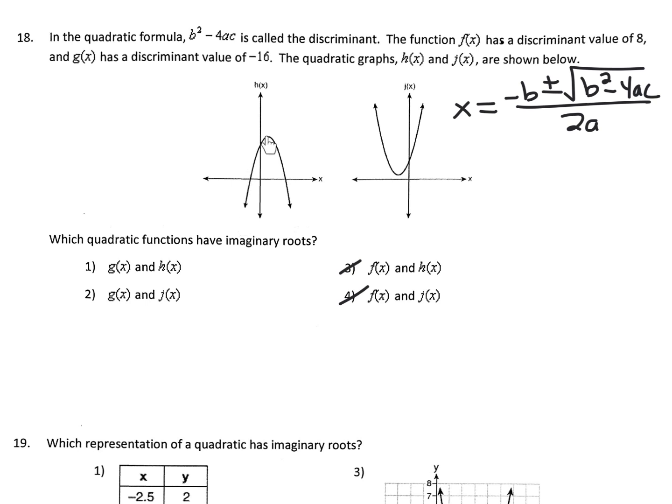So if you have a quadratic, a second-degree equation, this one has 2 real roots because real roots intersect the x-axis. This one is not intersecting the x-axis, so this one has imaginary roots. So j of x would also have imaginary roots. So this is going to be choice 2.